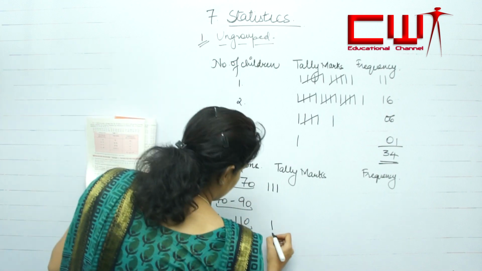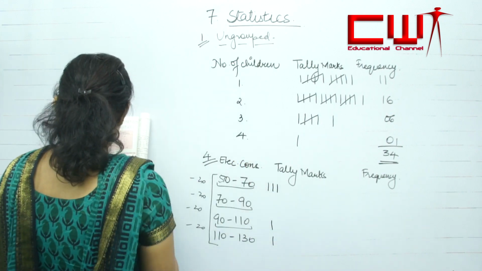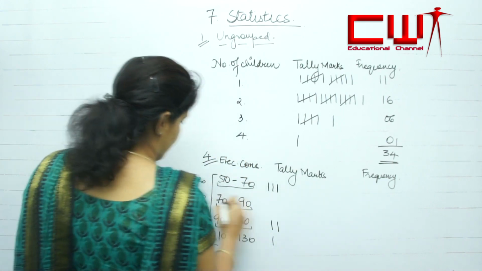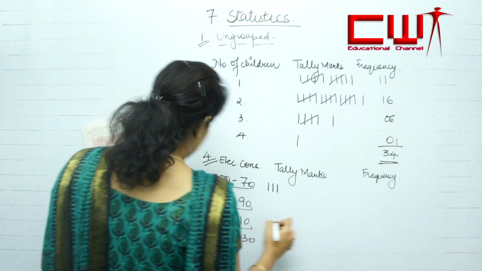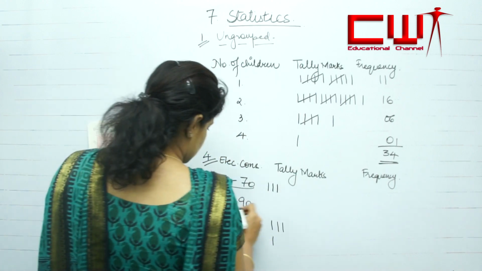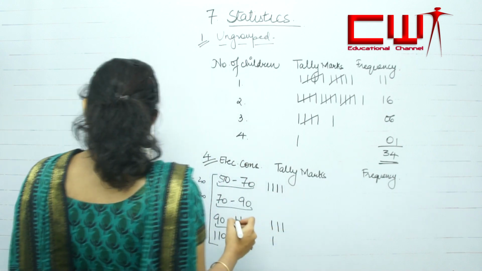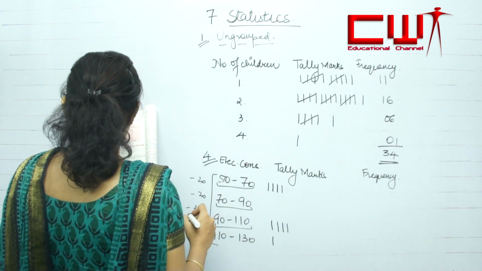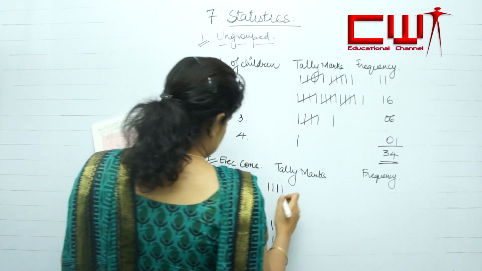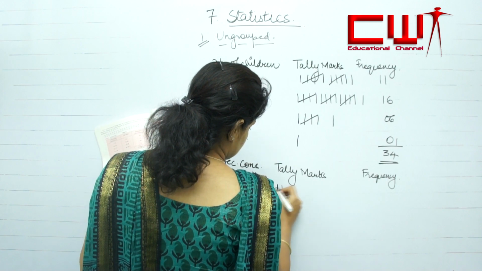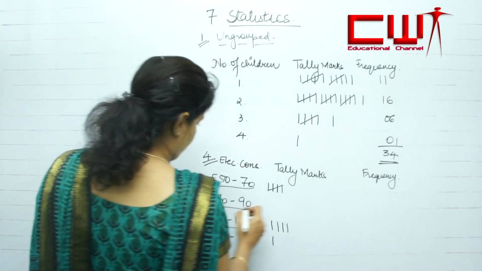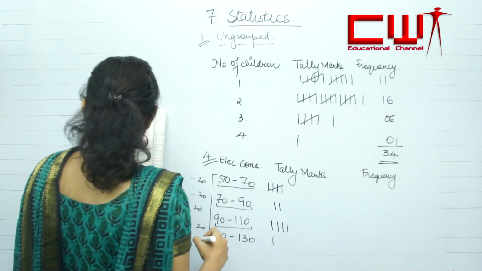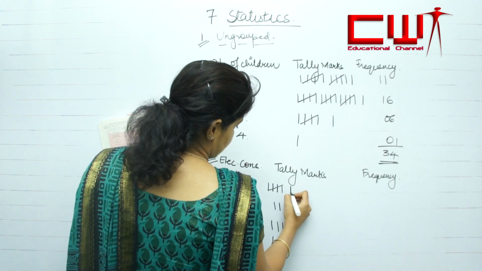Then 115. 115 will come here. Then you have 108. 108 will come here. Then 95. 95 will come here. Right? Then you have 65. 65 will come here. Then you have 98. 98 will come here. Then you have 62. 62 will come here. This is the 5th. Then you have 84. 84 will come here. Then you have 76. 76 will come here. Then you have 63. 63 will come here.